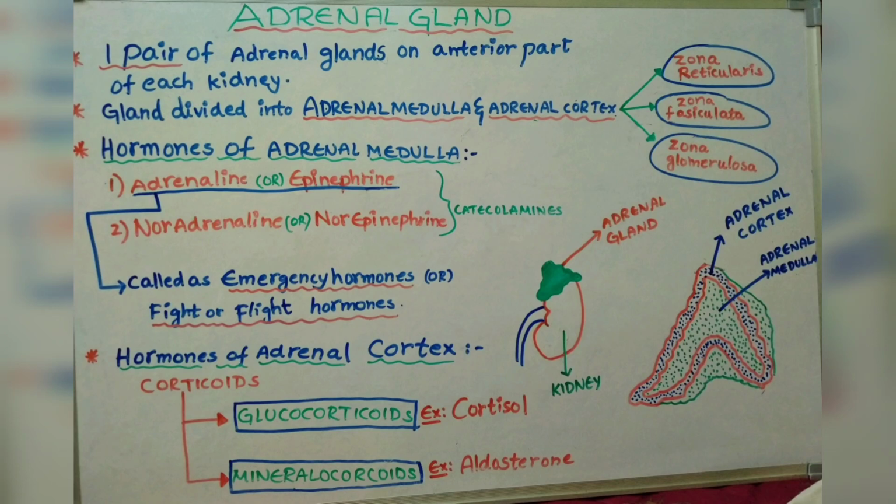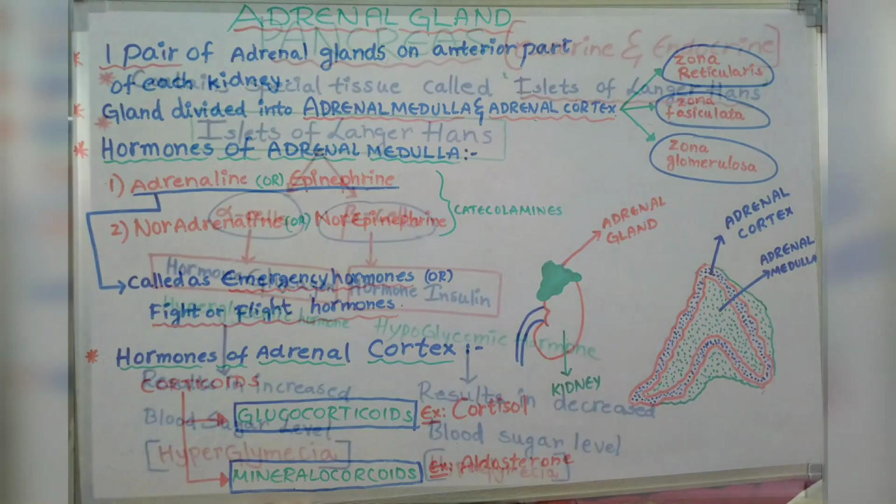The hormones of the adrenal cortex are generally called corticoids. These corticoids are of two types: glucocorticoids and mineralocorticoids.